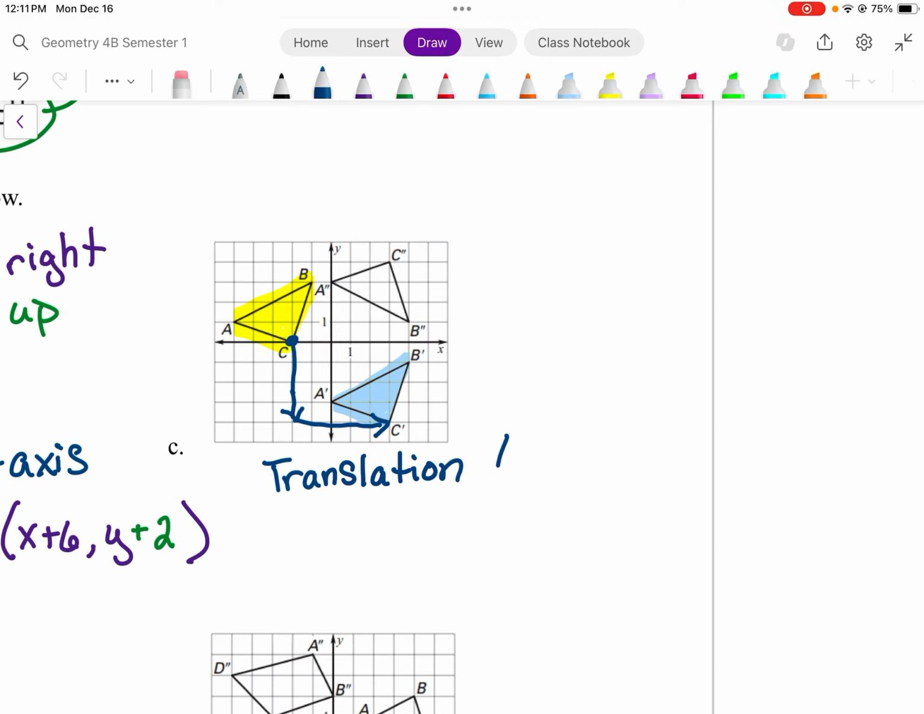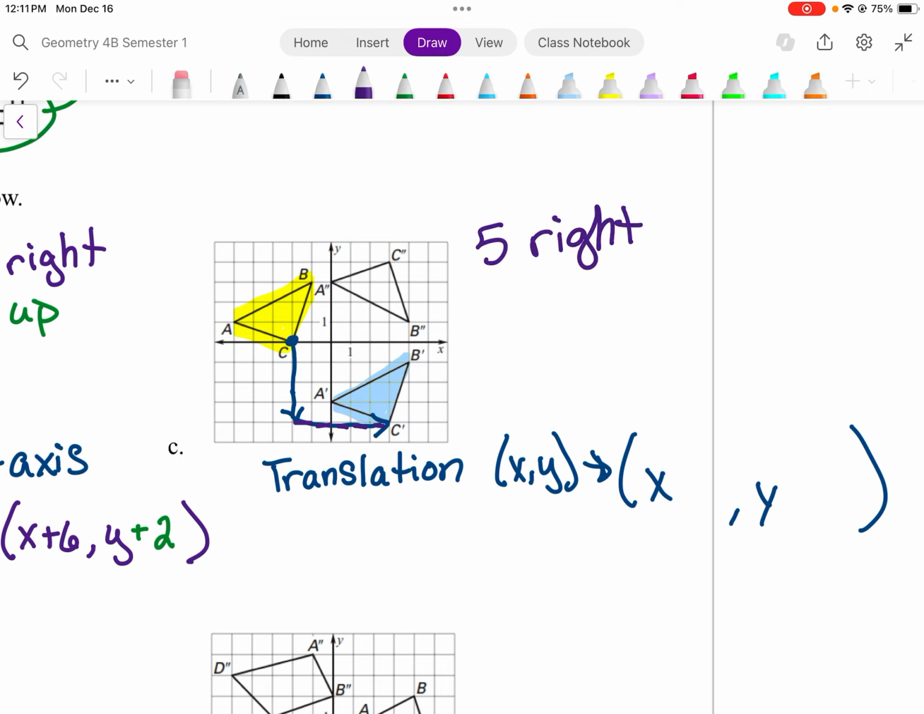X comma Y, and then we write our rule. So for our x's, this one went 1, 2, 3, 4, 5 right. And whenever we're going to the right, it is a positive, so plus 5. And then we went 1, 2, 3, 4 down. And when we're going down, it's a negative number, so minus 4.